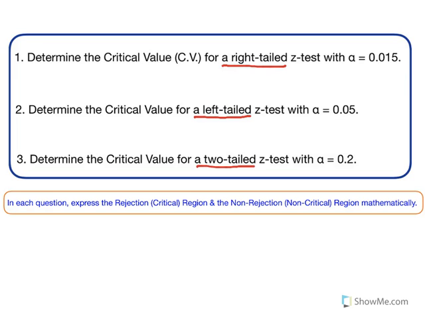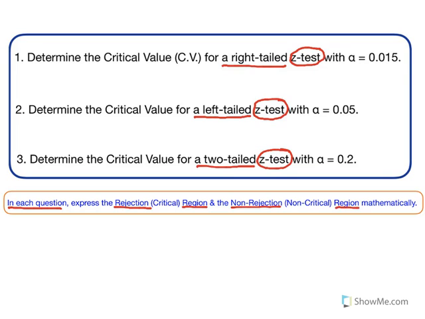But notice that the test is called the Z test. This is the traditional approach test. You can also call it the critical value approach, or the Z value approach, or just the Z test. Also the traditional test, if you like. After we solve these questions, we also need to read what it says below. It says in each question, express the rejection region, which we also call the critical region, and the non-rejection region, which we also call the non-critical region, mathematically.